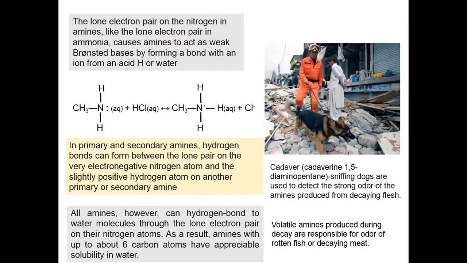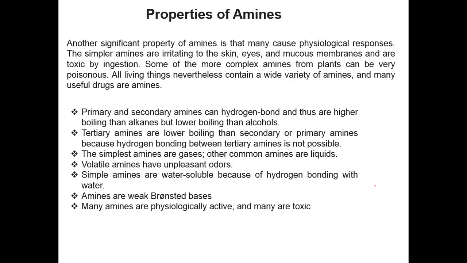It's about the smell of some amines, and this is about cadaver dogs, which can smell rotten meat. Properties of amines. Primary and secondary amines. What is a primary and secondary amine? When you have N, H, and one organic group, it's going to be a primary amine. If you have two of them, one group, another group, and this is H, this is a secondary amine. And if all of them are organic groups, 1, 2, 3, then it's a tertiary amine.